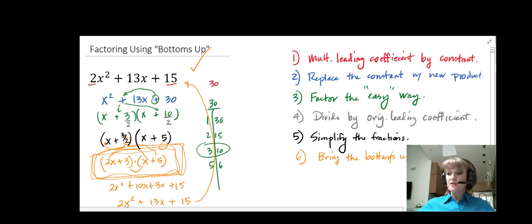If you want to take a look at my other video and compare this one to that one, the other video is called Factoring when a is greater than 1.